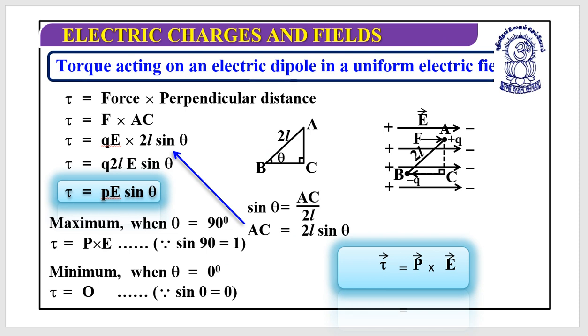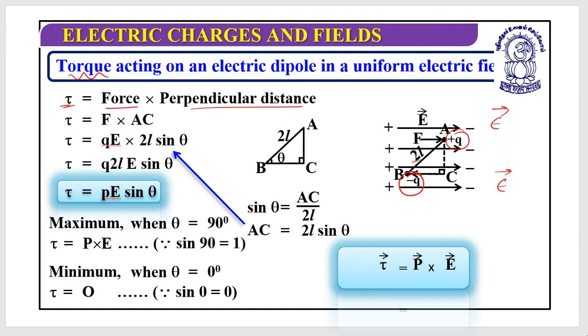Let's look at how this torque behaves, what its magnitude would be and what its direction would be. We will find out the torque acting on an electric dipole when it is placed in a uniform electric field. This is our dipole, this is minus q, this is plus q. Their separation is 2l, and the electric field is in this direction. What I need to find out is the torque.